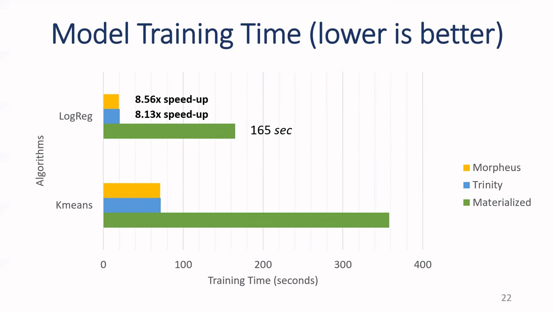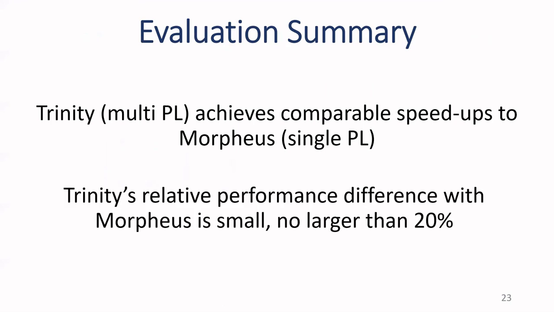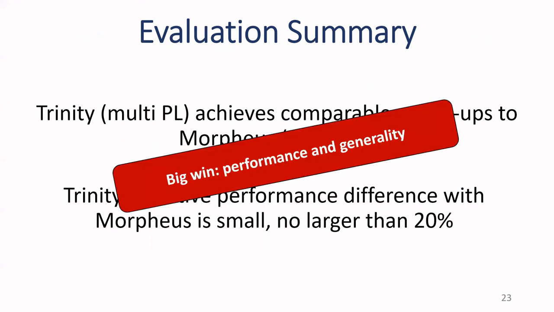And things are not too different in the k-means case. Here, the materialized approach requires around 358 seconds to train, but both Trinity and Morpheus reduce this time by about a factor of 5. And these trends continue across datasets and models. What we see is that Trinity achieves speedups comparable to that of a single language Morpheus implementation, although the single language approach does seem to have a slight performance advantage. However, in our experience, the relative difference between a single language Morpheus implementation and Trinity never exceeds 20%, and is often much smaller. It's a big win, especially considering that Trinity leverages a more generic implementation.